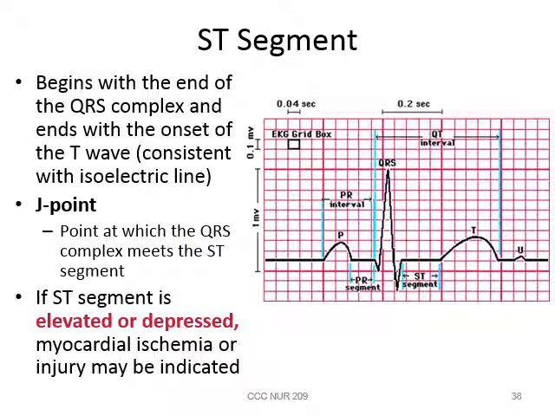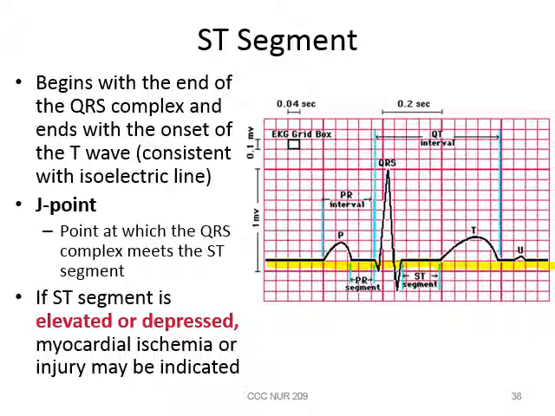Okay, the ST segment is the next thing that we look at. That's basically the space between the end of the QRS and the beginning of the T wave. It should fall on what's called the isoelectric line. The isoelectric line is basically the baseline for all of your QRS complexes. You can see our isoelectric line at the top of the yellow line here. That's our isoelectric line. So the ST segment should be along that isoelectric line.